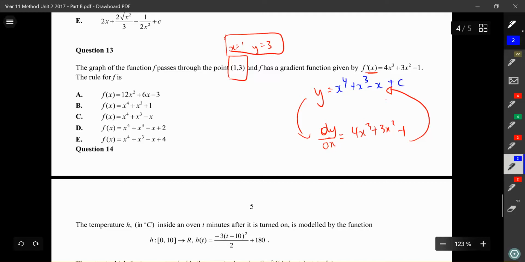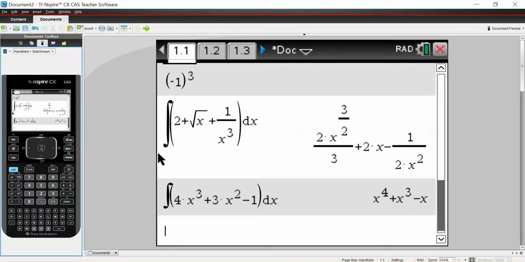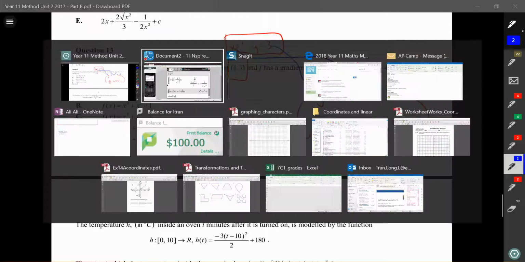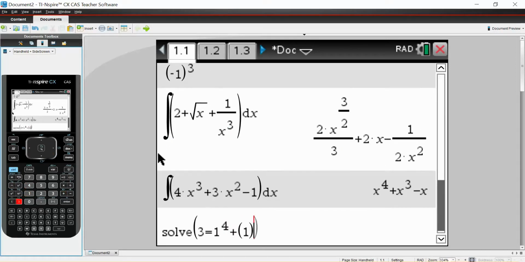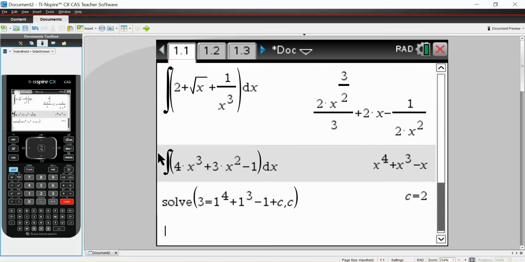So how do you find that c? When x is 1, y is 3. If you sub 1 in, you can solve for that by hand if you wanted to, or you can do it on your CAS. I probably would do it on my CAS. I do solve 3 equals 1 to the power of 4, plus 1 to the power of 3, minus 1 plus c, comma c. Find c. C equals 2.